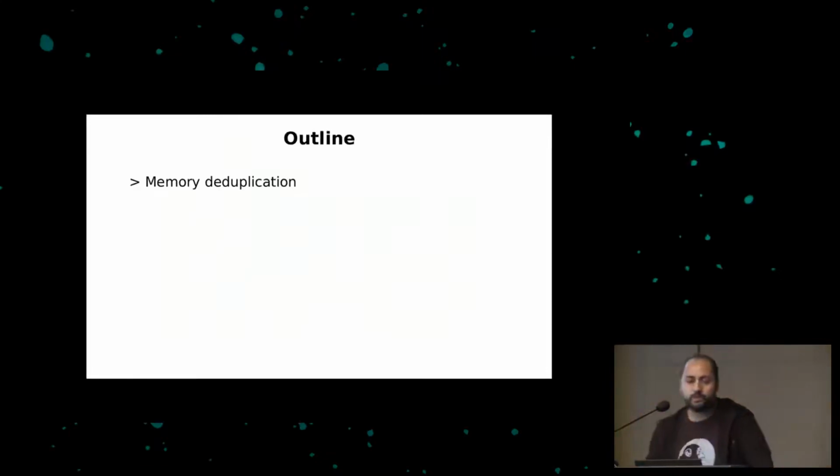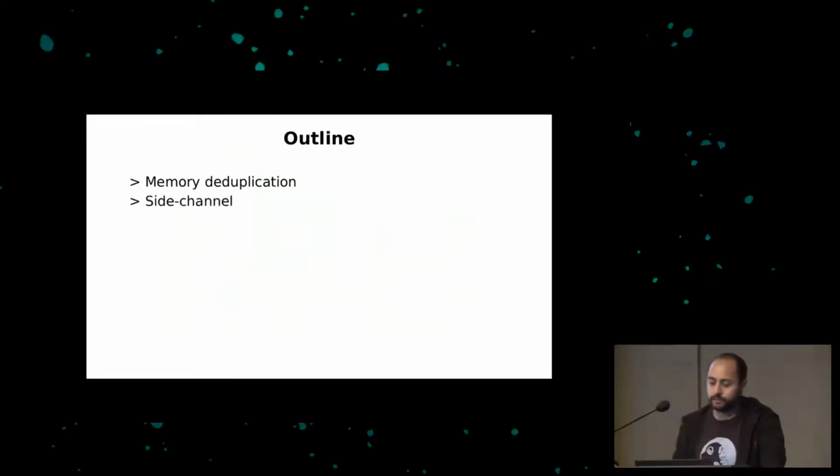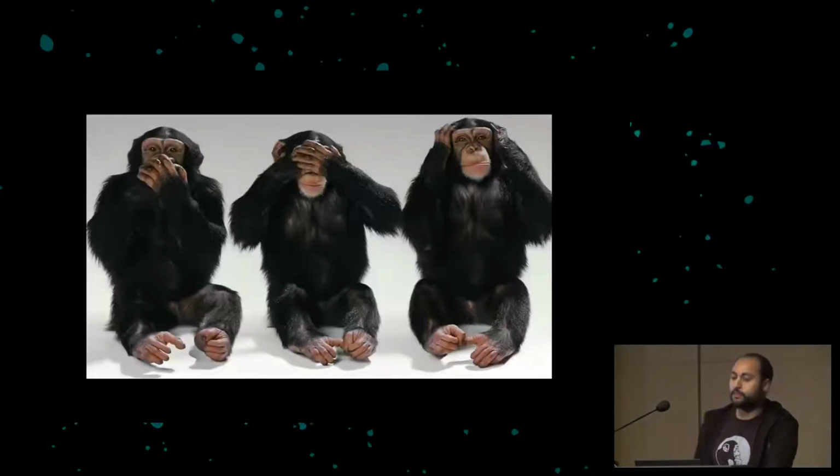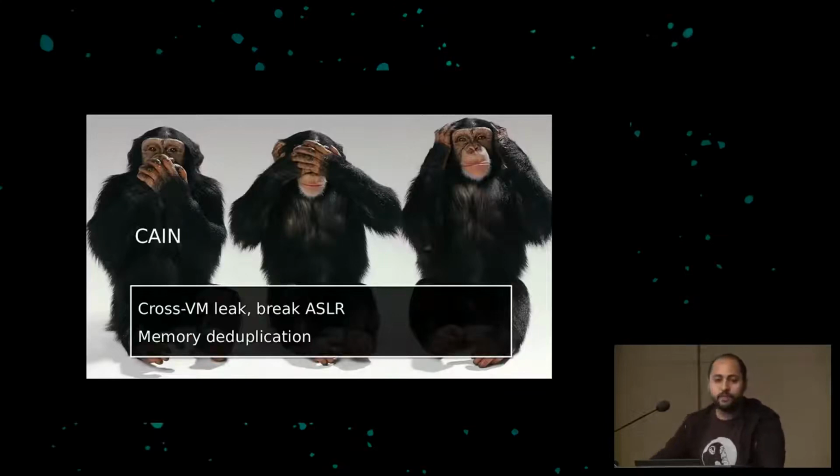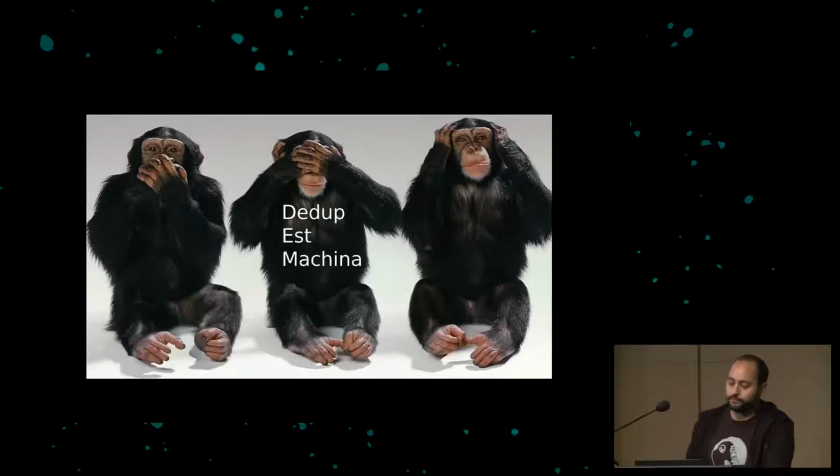Before we do that, we'll look at memory deduplication so everyone knows what it is. We're going to show you the side channel that gets introduced by it. And then we start with the 3 attacks. First we have Kane. Kane is a cross-VM leak attack, which basically allows you to leak base addresses or other secrets with higher entropy from other VMs. We applied it to ASLR because we thought it's an interesting case. And it only relies on memory deduplication.